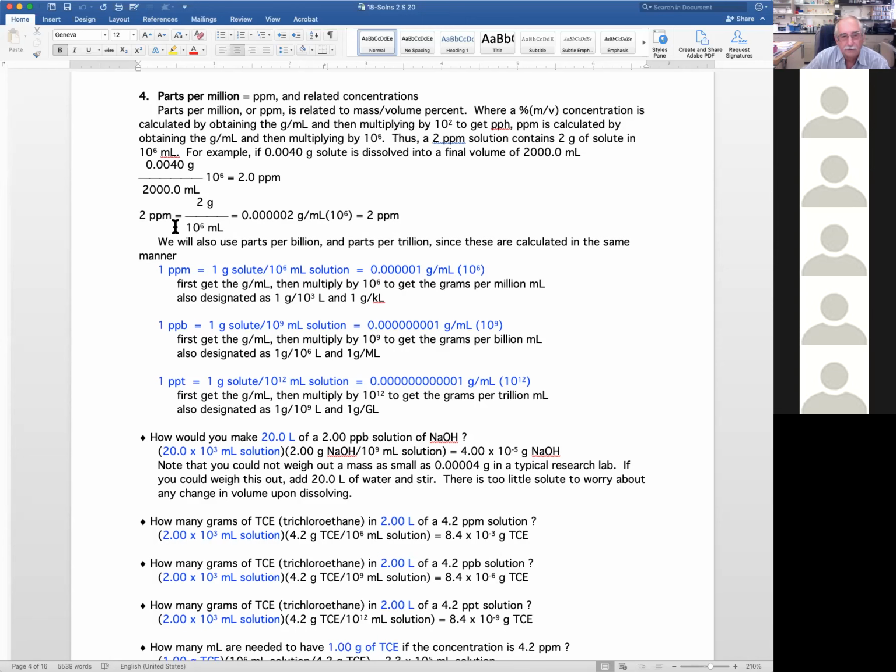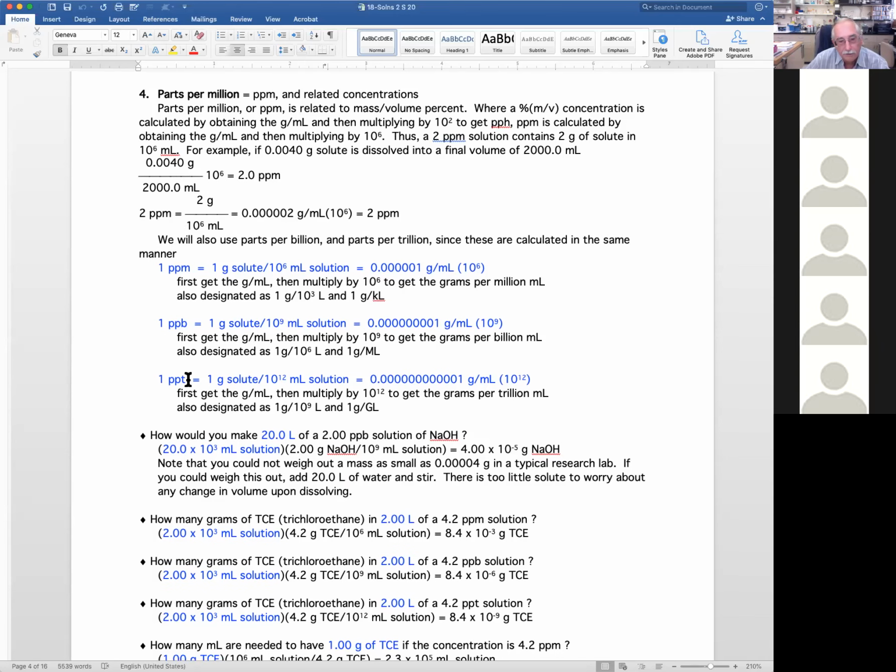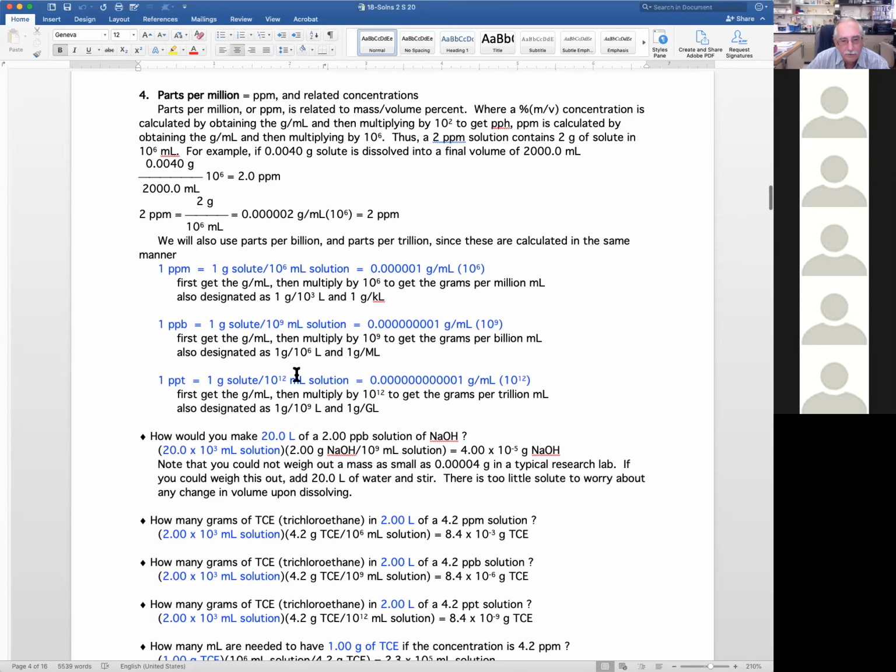And what's related to ppm? ppb, parts per billion. That's the grams of solute in 1,000,000,000 milliliters. And ppt could mean parts per 1,000 if you're an oceanographer, but if you're not, then it means parts per trillion. 1,000,000,000,000 milliliters.